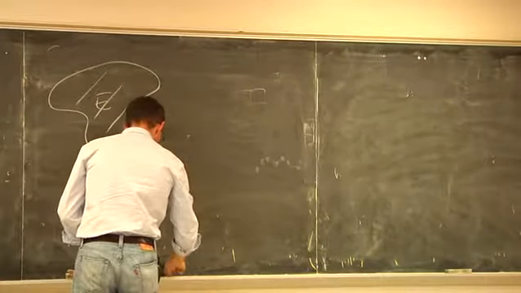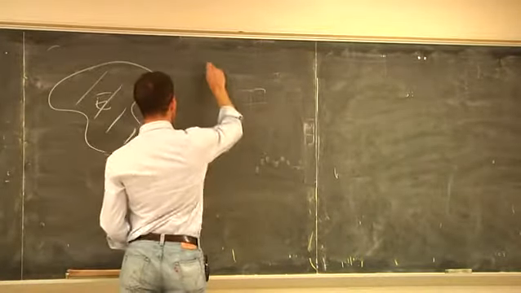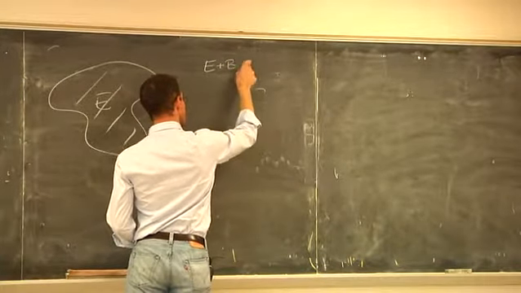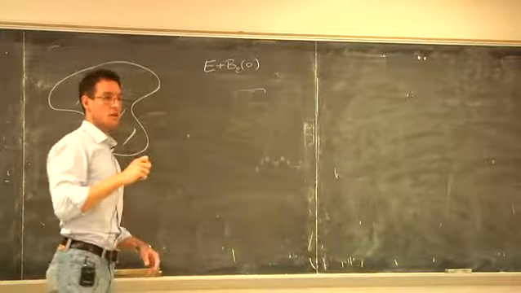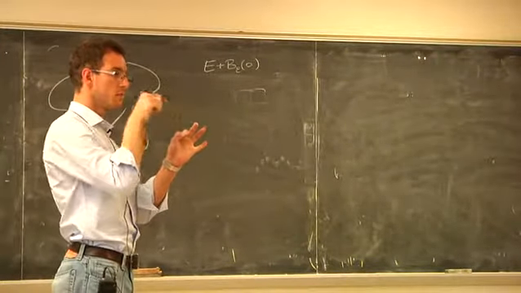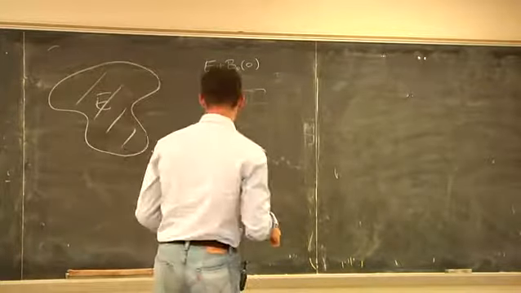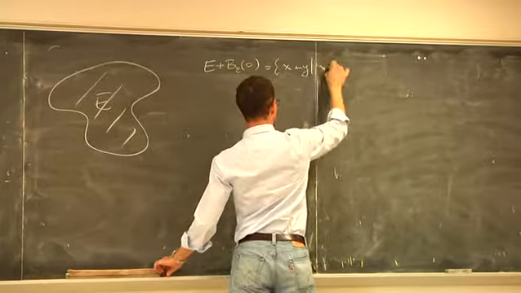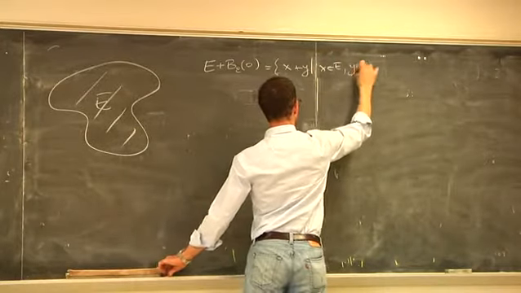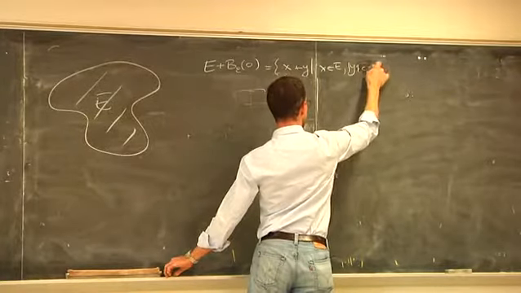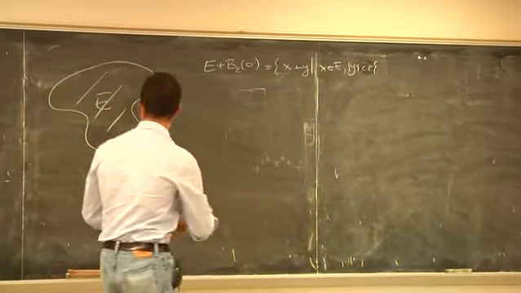And now I'm going to consider the following set: E plus B epsilon 0. So I'm going to do the sum of every point in E with an arbitrary point which is in the ball of radius epsilon centered at 0. This is the sum x plus y, x in E, y in B, so norm of y less than epsilon. So what do you get?